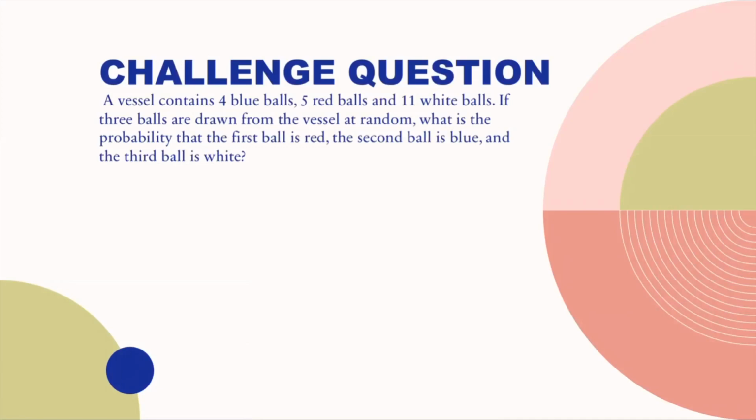A vessel contains 4 blue balls, 5 red balls and 11 white balls. If 3 balls are drawn from the vessel at random, what is the probability that the first ball is red, the second ball is blue and the third ball is white?